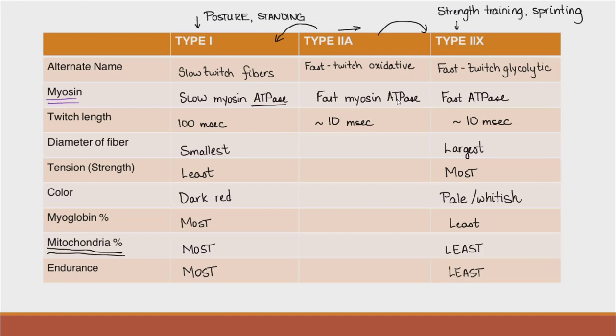So let's briefly go through the type 2A characteristics. The diameter of the fiber is usually intermediate. I know it didn't really look like that on the picture that I showed you, but in reality it tends to be more intermediate. The tension is also intermediate. The color is pinkish. And all of this is going to vary, but it's usually going to be in between these. All right, let me show you the book's picture.